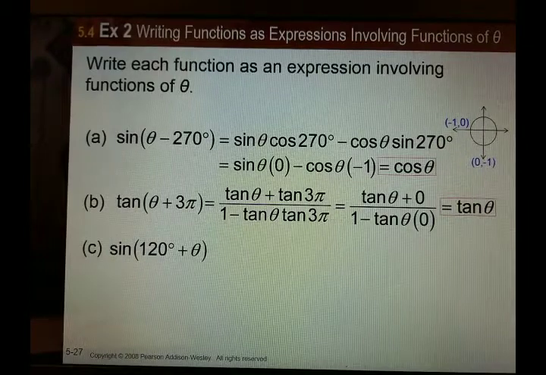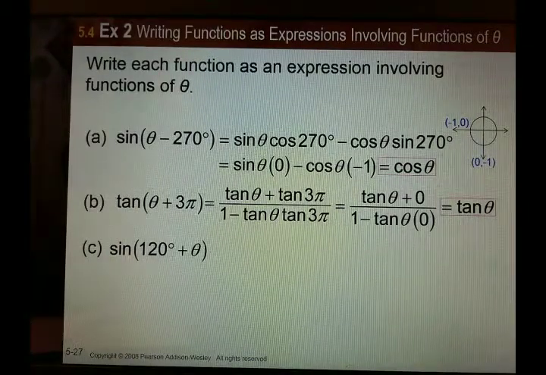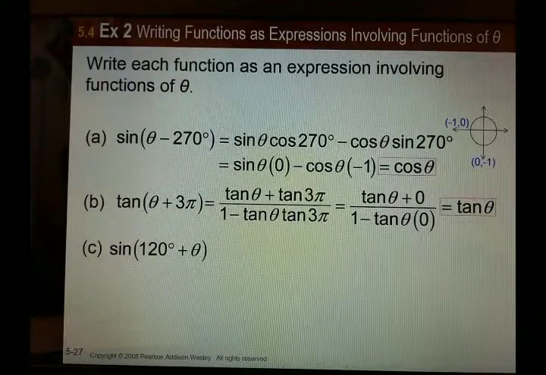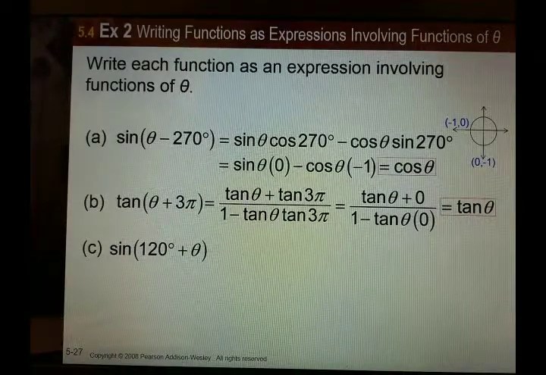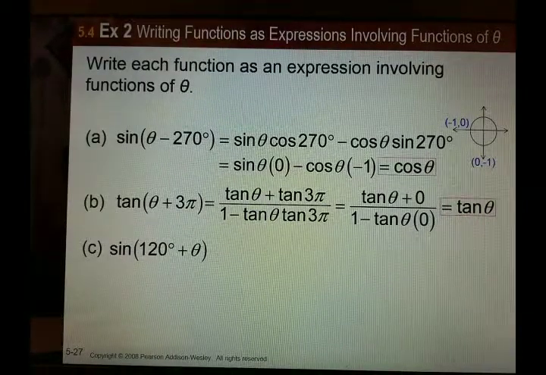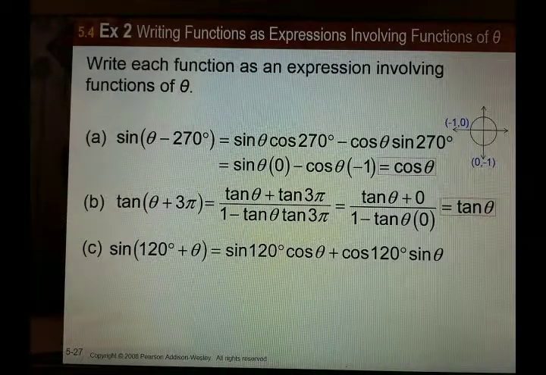All right, sine of 120 degrees plus theta. So this time on the pink sheet, which formula? Take a look for a second. They're adding, and it's sine, so it should be the second one on the left-hand side. You're going to plug in everywhere there's an A of 120 and everywhere there's a B of theta.